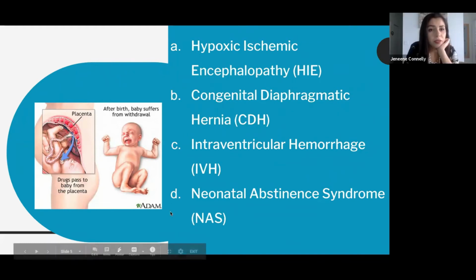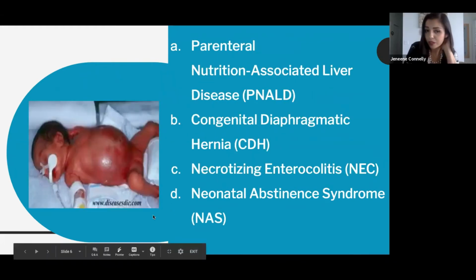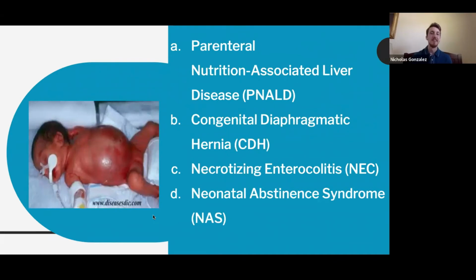Wow. Okay. All right, moving on. So this is the one I like to leave for last. This condition is common in premature infants because their bowel is not matured yet.